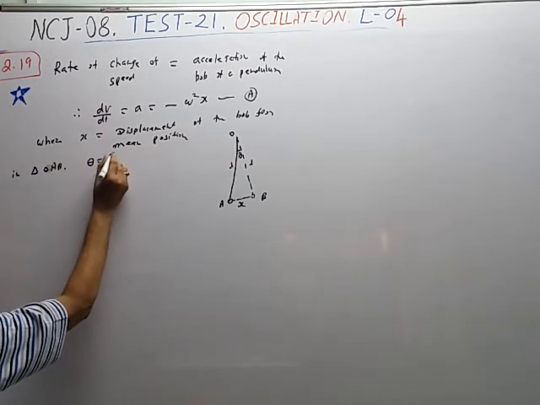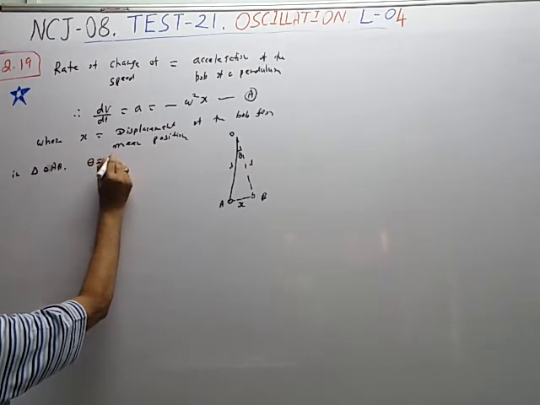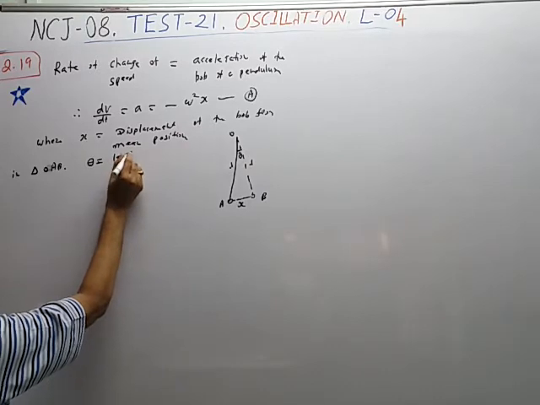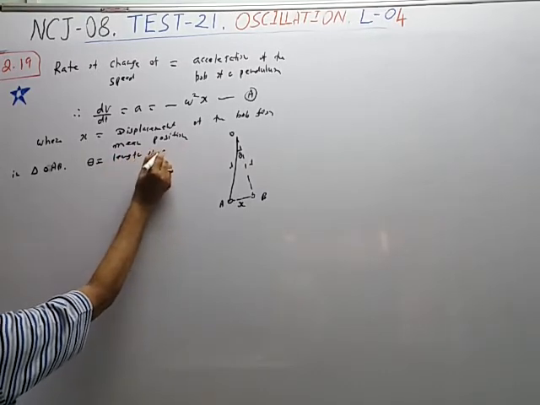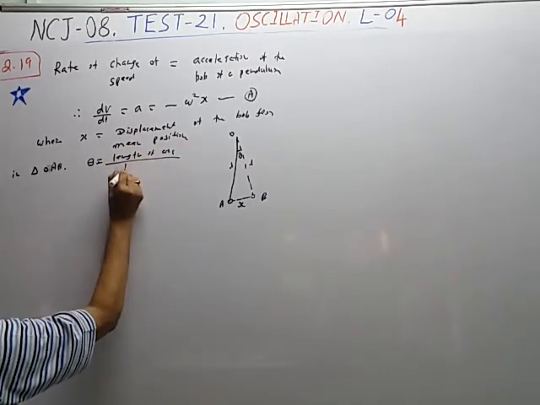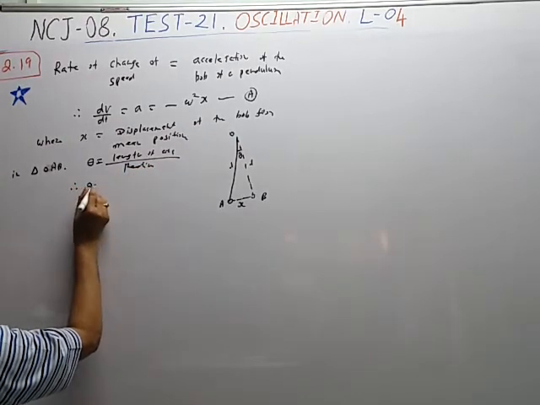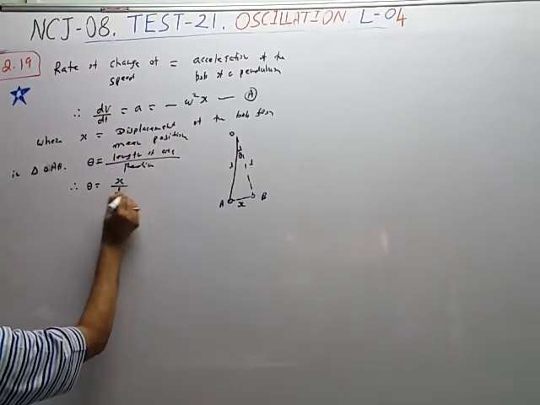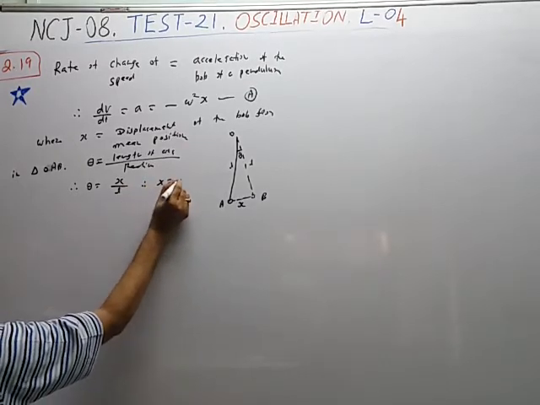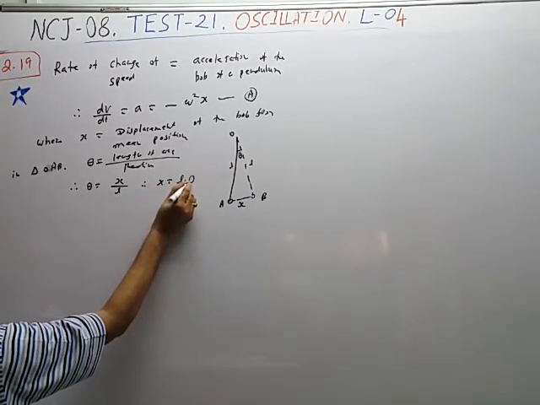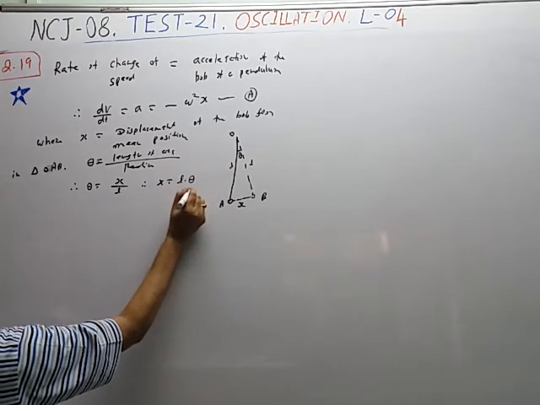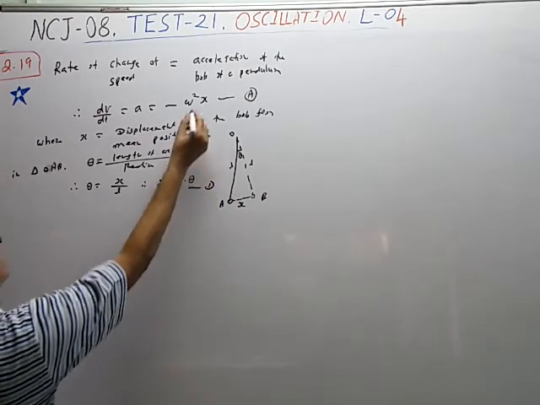theta is equal to length of the arc upon radius. Therefore, theta is equal to x by L. Therefore, x is equal to L into theta. So this is the equation 1. म्हणजे x माहिती आहे आपल्याला.